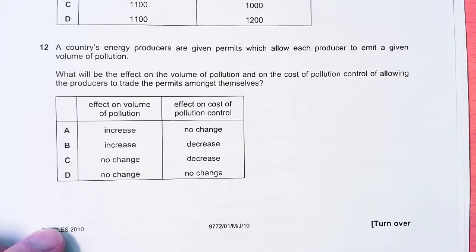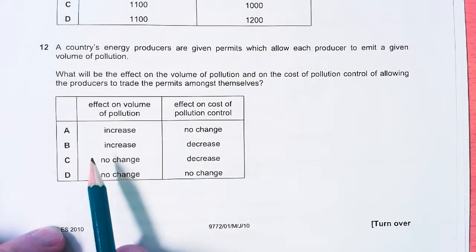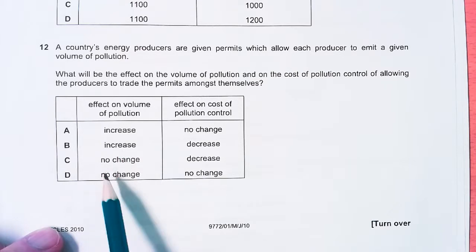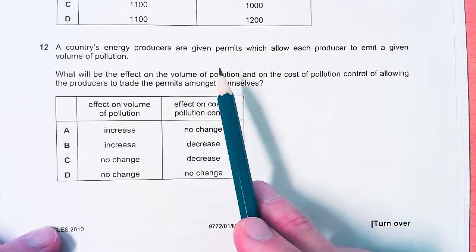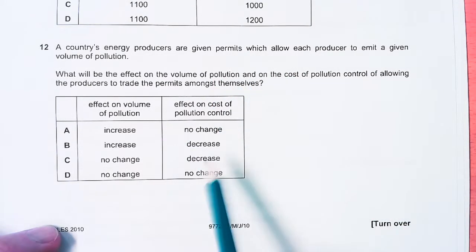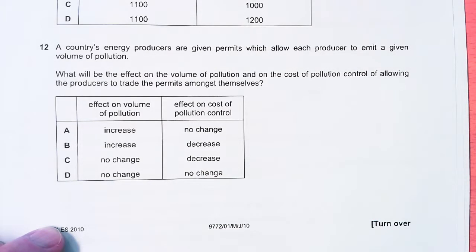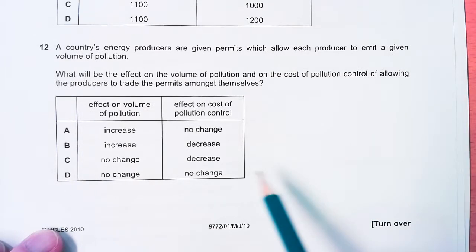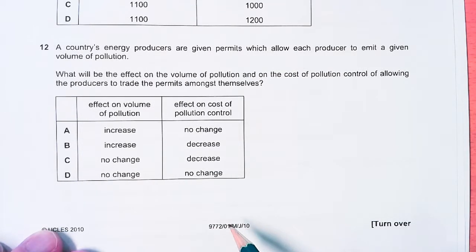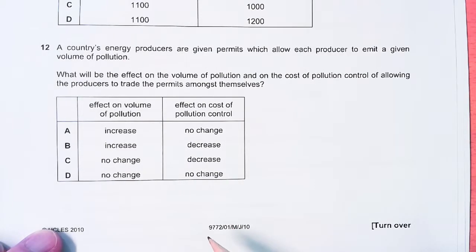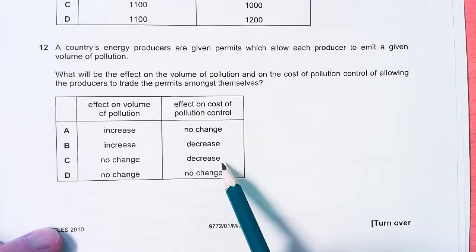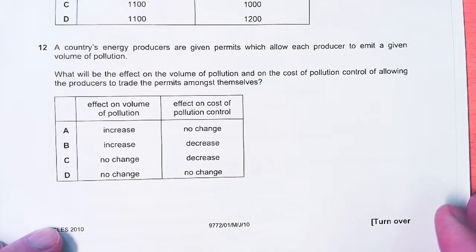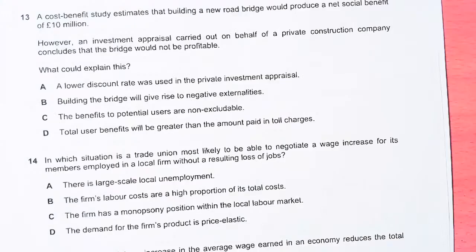So the effect on the volume of pollution would be really that there's no change, because there was already this permit system which was in operation, but now the difference is they're allowed to actually trade their options. Now this might also help to reduce the costs of administering this permit-based system, because it's now a market-based system. So there could actually be a decrease in the cost of pollution control. Okay, all right, so therefore we are looking at C.